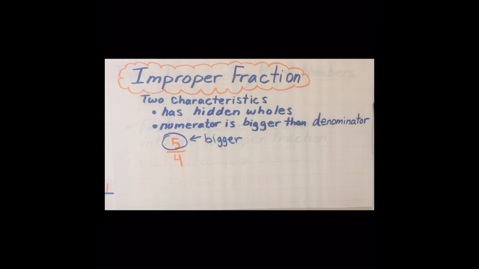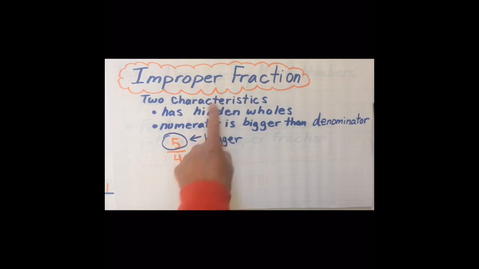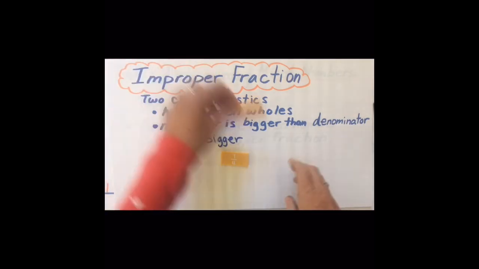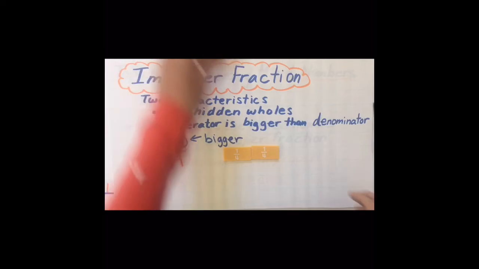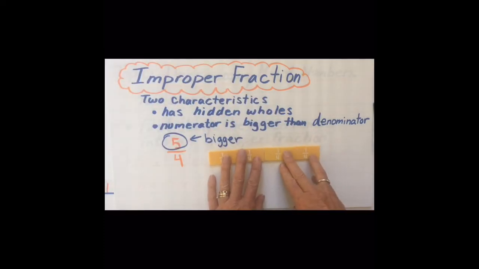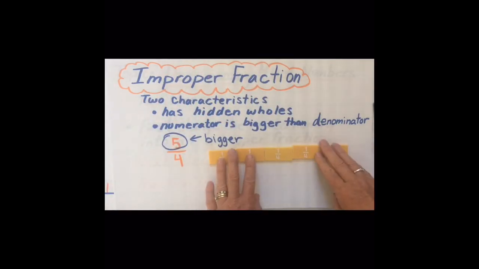Now for improper fraction. The improper fraction has 2 characteristics. One is the fun one. It has a hidden whole. Okay. The next characteristic is the numerator is bigger than the denominator. Okay. Let me give you an example of this. Let's say I have 5/4. So I'm just taking this fraction and having our visual model. 1, 2, 3, 4, 5. Usually the bottom number tells me the size of the unit fraction I'm using.